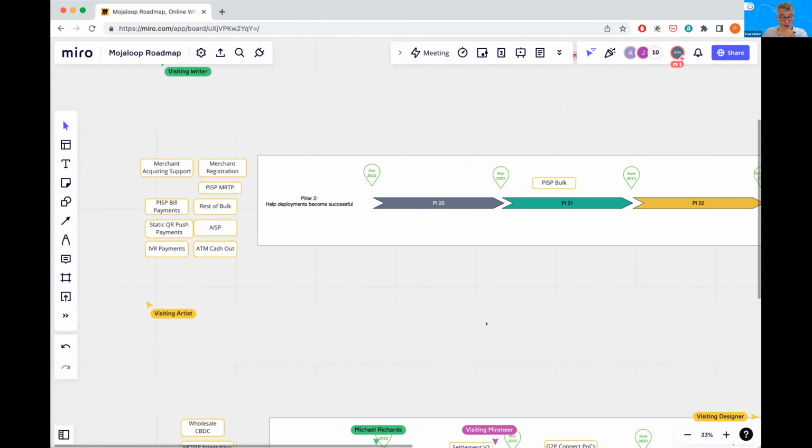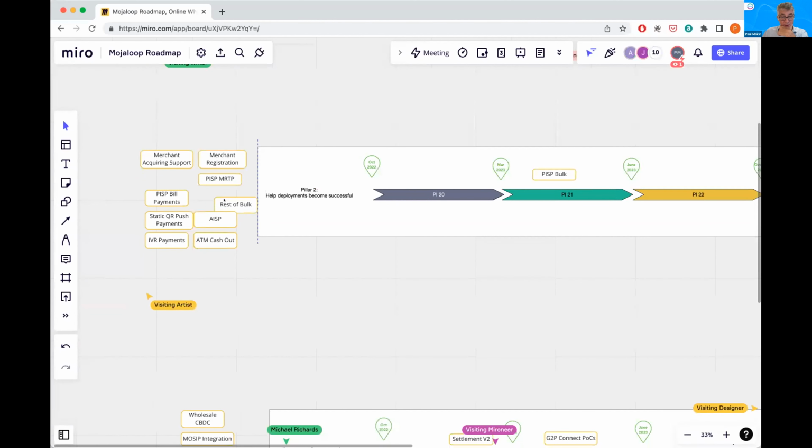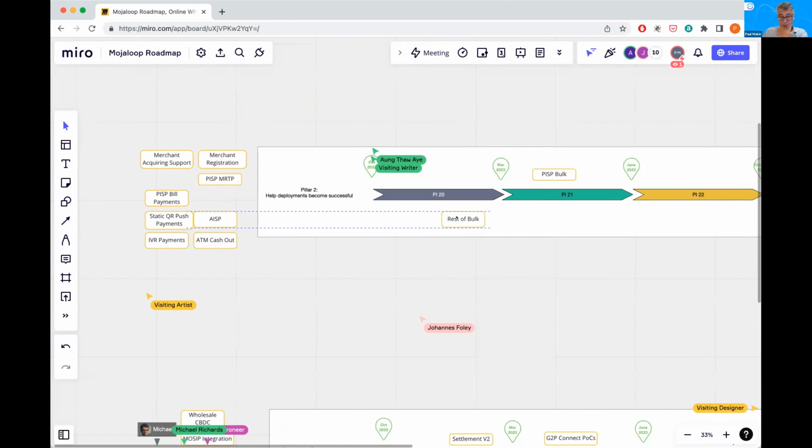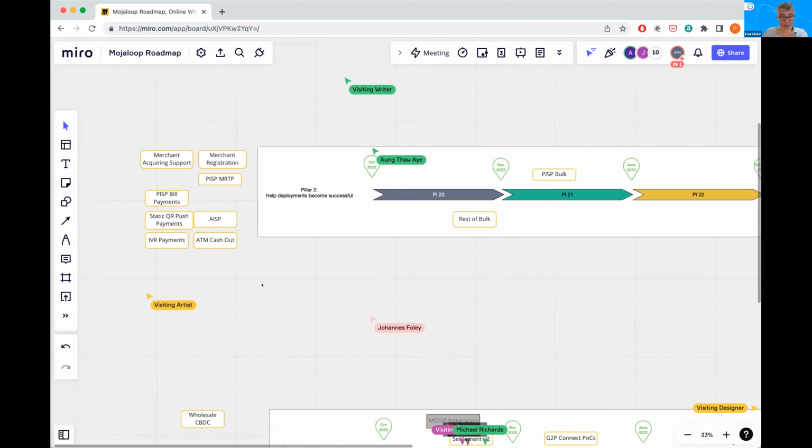In pillar 2, I didn't ask Paul Baker to talk about the implementation of the rest of bulk, simply because I think we all understood that had to be done. But I'm going to make an assumption we could get that done by the end of the next PI. I really hope so.